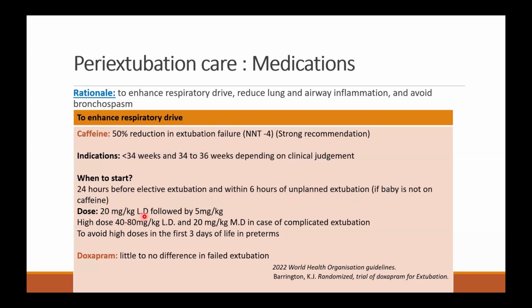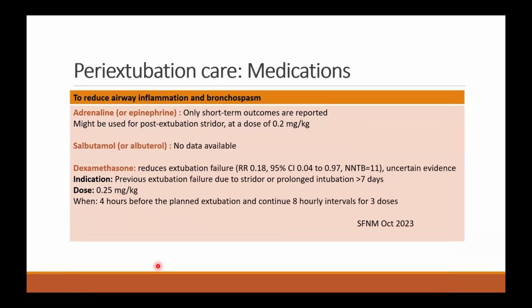Dose is 20 mg per kg loading dose followed by 5 mg per kg. A high dose of around 40 to 80 mg per kg loading dose and maintenance of 20 mg per kg can be used in case of complicated extubation. But there are some serious concerns with a high loading dose in preterm babies, especially in the first 3 days of life. It has been found to be associated with cerebellar hemorrhage, so it should definitely be avoided in these babies in the first 3 days of life. When it comes to doxapram, there is little to no difference in failed extubation and there is not much evidence.